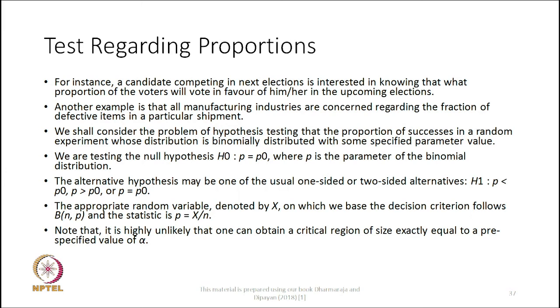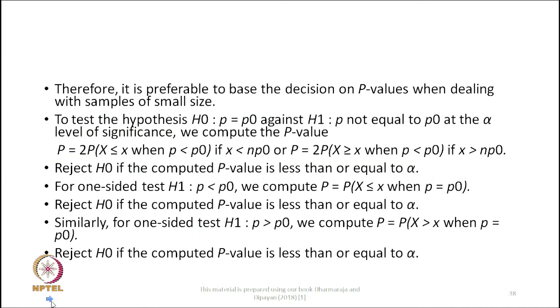Now, we are coming to testing the hypothesis. You have the null hypothesis P is equal to P naught, and the alternative is P is not equal to P naught. At this stage you have a two-sided test. So, you can get the P value if x is less than n P naught, and similarly you can get it if x is greater than n P naught.